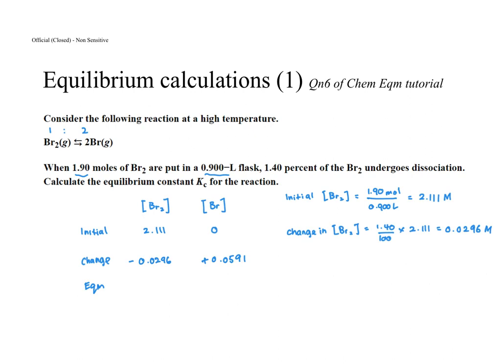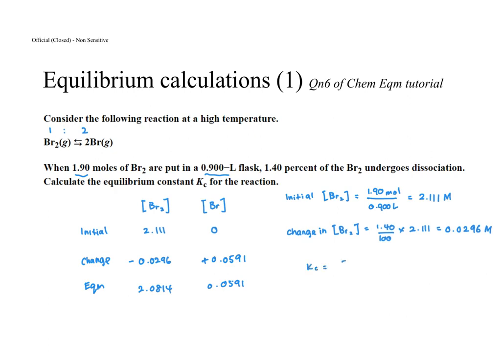Now with the initial and change in concentration values, we can calculate the equilibrium values. So 2.111 minus 0.0296 would be 2.0814. And for bromine atoms, 0 plus 0.0591, you have 0.0591. So these are the equilibrium concentrations. Now we can calculate the equilibrium constant.